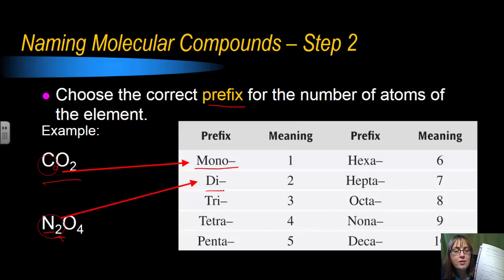So 2 is di. And you guys will notice that if you turn to page 3, I have a chart for you guys here of all of the different prefix numbers. So these are important. If you guys don't know your prefix numbers, you may want to review them, write them down. I'll also try to make sure I put them somewhere around so it'll help you guys during a test, etc.